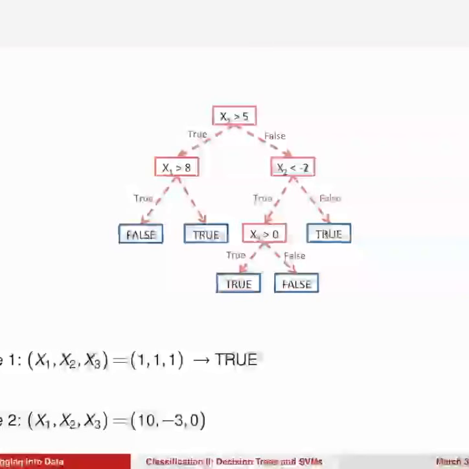Now let's take a look at the second example, where x1 is 10, x2 is -3, and x3 is 0. So first you ask, is x1 greater than 5? Yes, it is. So you follow the true arrow. Then you ask, is x1 greater than 8? Yes, it is. So you follow the true arrow. And then you apply the label false. The interesting thing to note about this is that you didn't look at x2 or x3. You made your decision entirely based on x1.